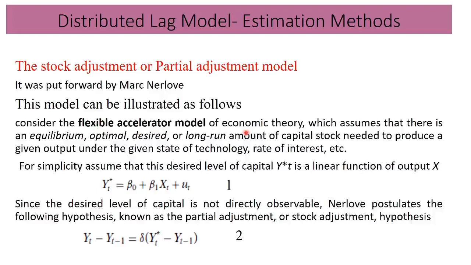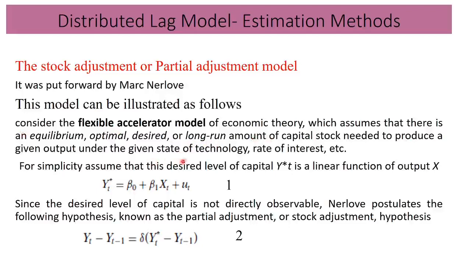The flexible accelerator model of economic theory assumes that there is an equilibrium, optimal, desired, or long-run amount of capital stock needed to produce a given level of output under a given state of technology and rate of interest. That is, in order to produce a given level of output, keeping technology and the rate of interest constant, it requires an equilibrium or optimal or desired or long-run amount of capital stock.